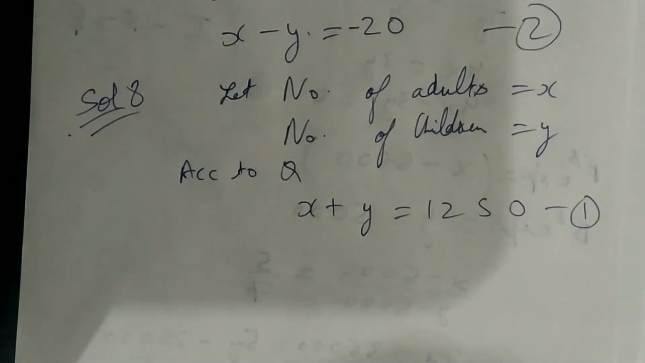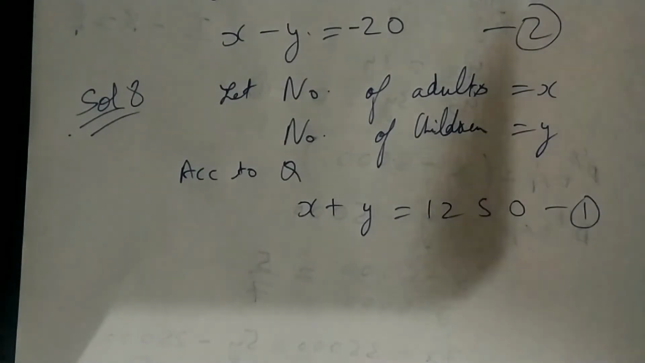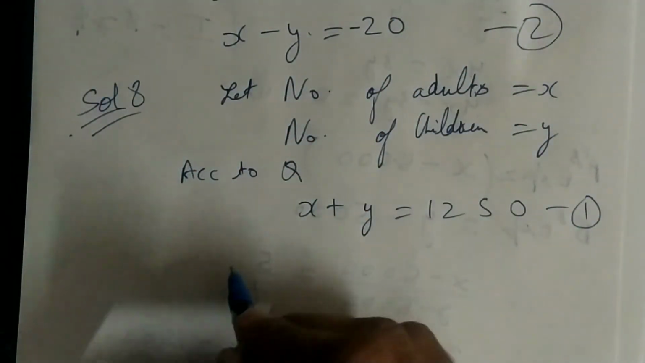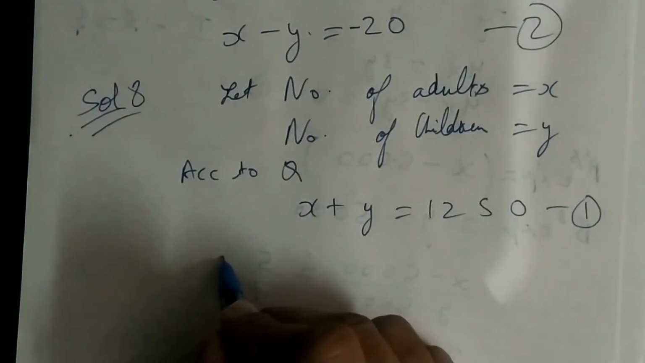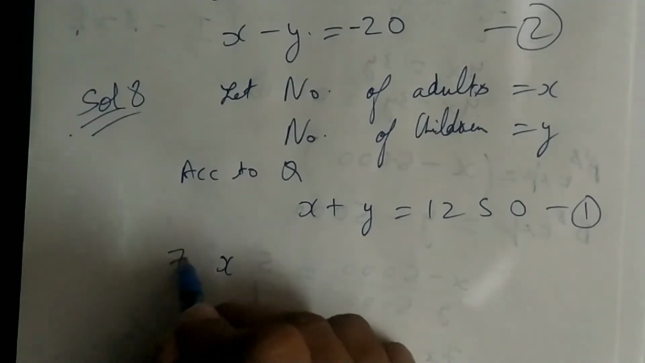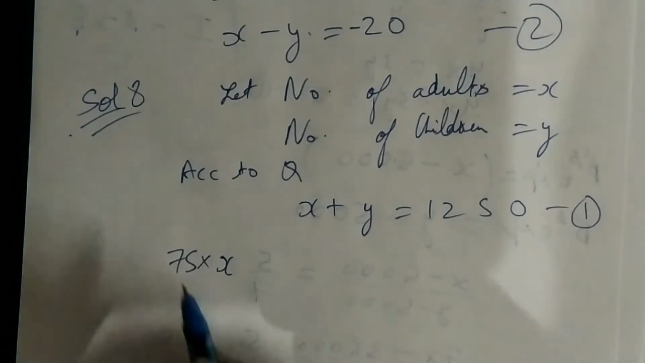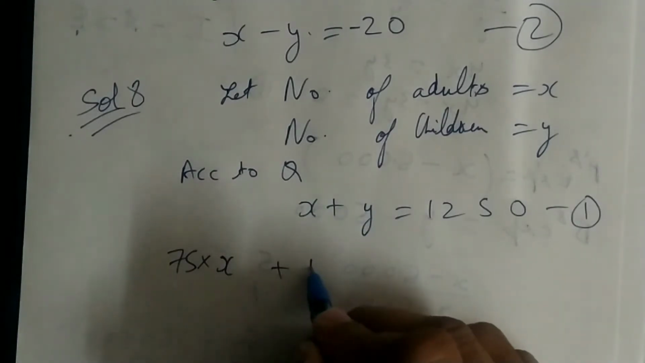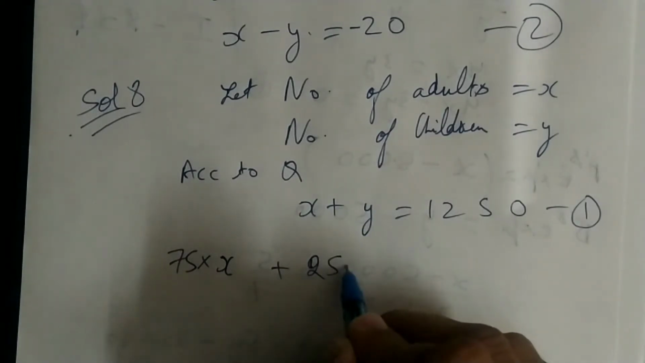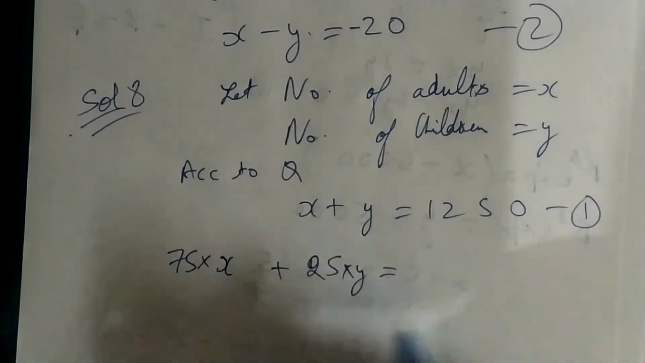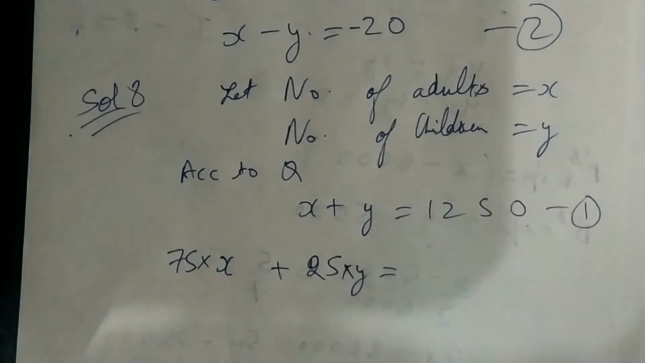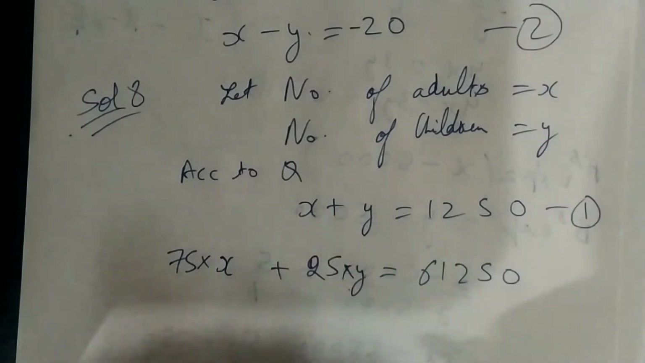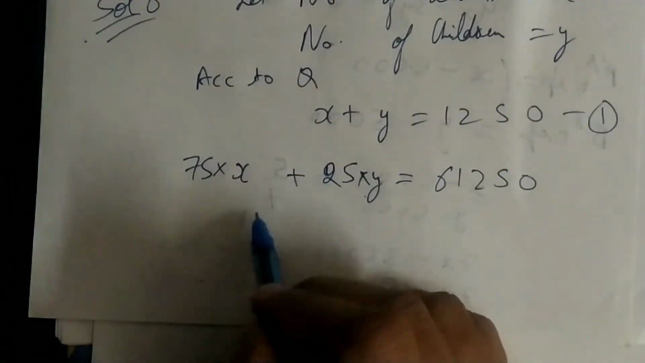Now again, each adult is giving 75 rupees. That means 75 multiplied by X. This is the amount given by adults. How much does each child give? 25 multiplied by Y, and this will become the total collection they are having, that is 61250. From here, this is our second equation.